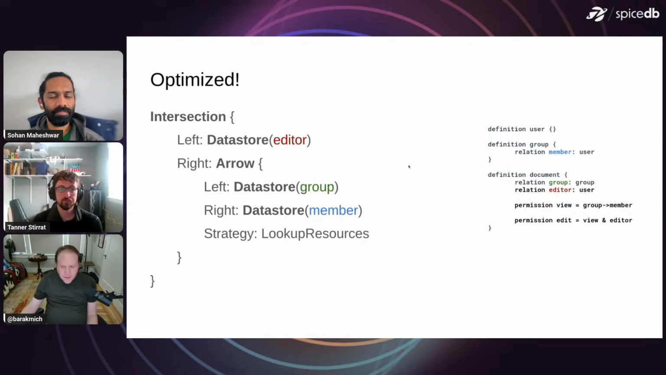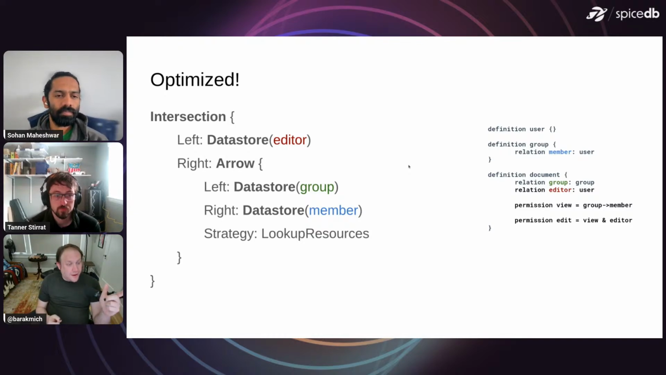So let's see. Yeah, so if we want to optimize it, we use a different strategy for the arrow. But doing lookup resources, as opposed to going forward or backwards on this arrow, lookup resources is going backward, just like the lookup resources call on SpiceDB. And so then we can say, okay, we want to first check that she's an editor if at all, and then work backwards and see if she is an editor, does she also have this view permission?